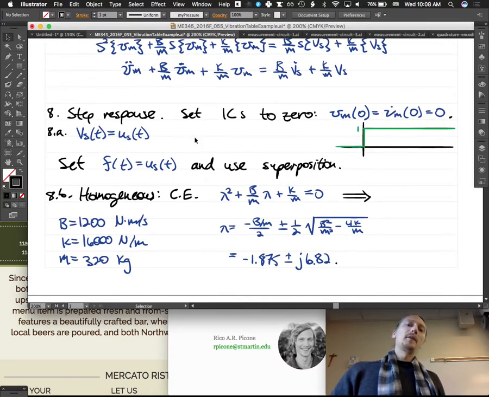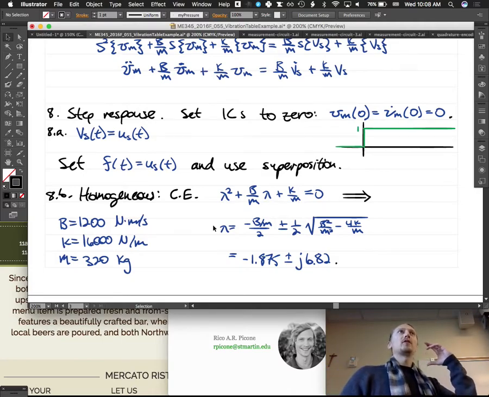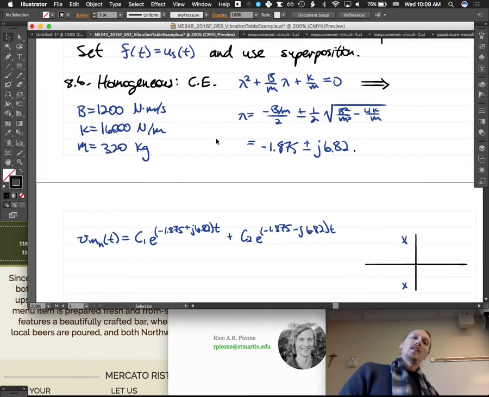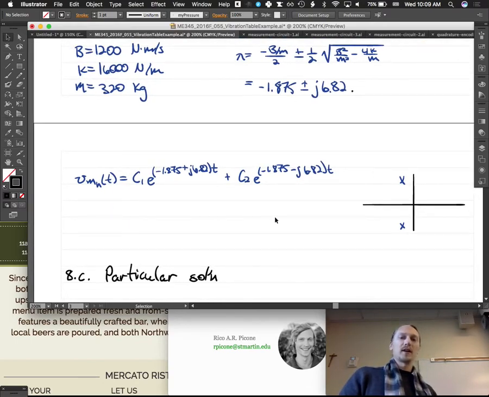So we said we're using superposition. We're going to come back to that, but suffice it to say that we chose to find the output for a unit step input. And then I told you we're going to be able to use superposition to find the full output, right? And so we found the homogeneous solution to be this, right? And we said, okay, good, it's stable because the poles are in the left half complex plane, meaning that they have negative real parts. And it's also going to oscillate because we have imaginary parts too. So that's where we left off.